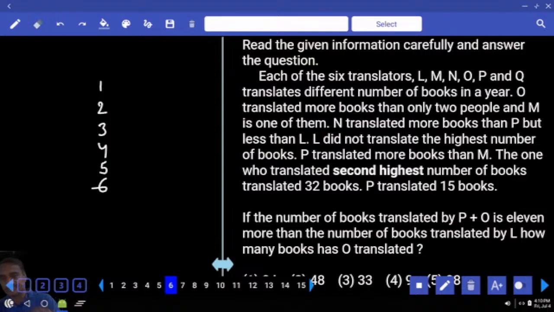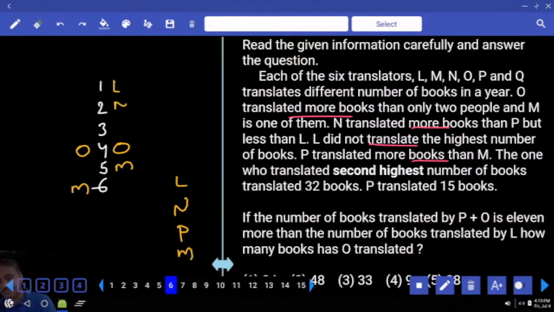O translated more than only 2 books. O translated more books than only 2, and M is one of them. M is one of them means M must be after this one. M can be either at the 4th place or at the 6th place, not 2 possibilities. N translated more than P but lesser than L. And L did not translate the highest. And P translated more books than M. Now P is more than M.